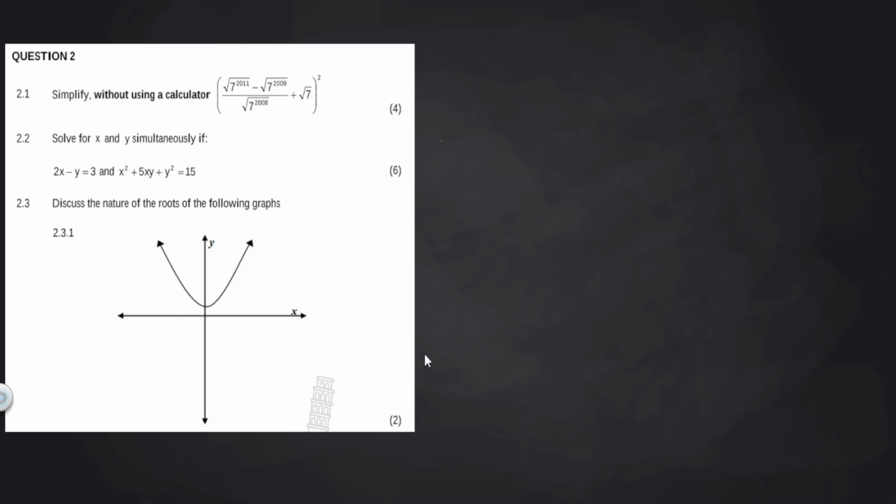Okay, so 2.3.1. Discuss the nature of the roots of the following graphs. All right. What is a root? Let me ask that question maybe. What is a root? Yini i-root? Izimpande. Iloko kuvela ngaphansi kwe-plant. Ama-roots lawo.